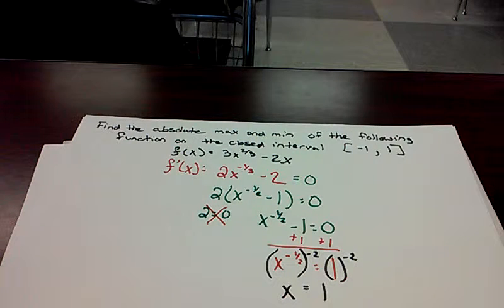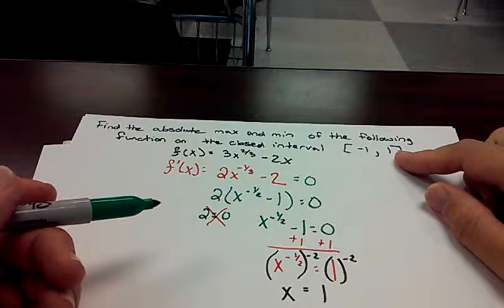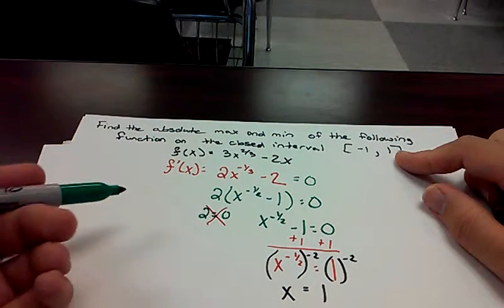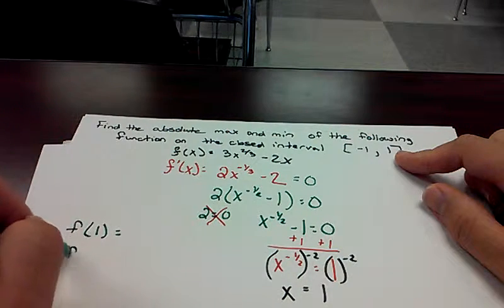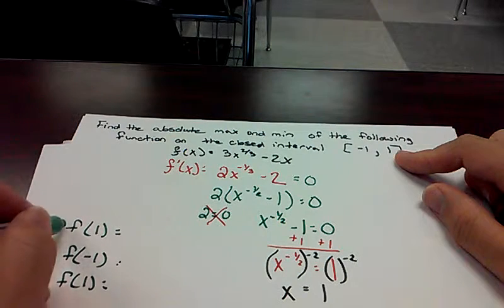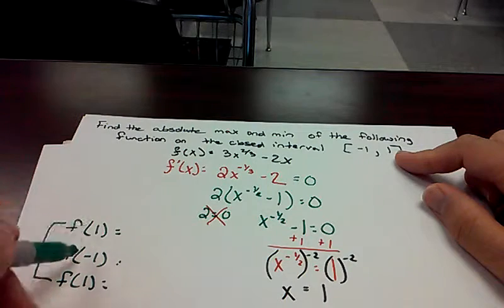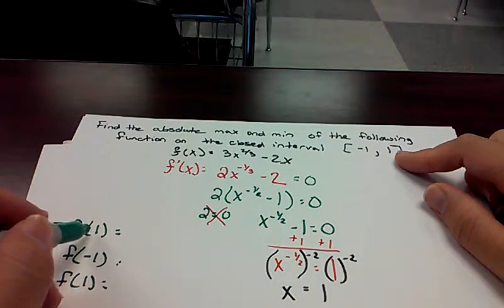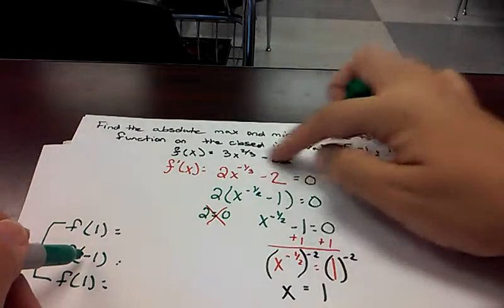Well, interesting enough, 1 is one of my critical numbers, but it's also one of my endpoints. Well, to find the absolute max and min, you have to not only test the critical number, but you also have to test the endpoints. Well, you don't need to test them twice right here because you're going to end up with the same number. So thankfully, you only got to plug in two numbers, the 1 and the -1. But you don't plug it into the derivative, you plug it into the original function.